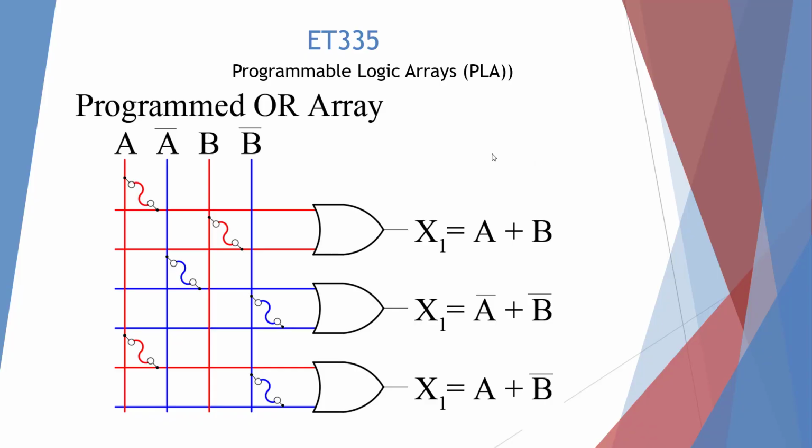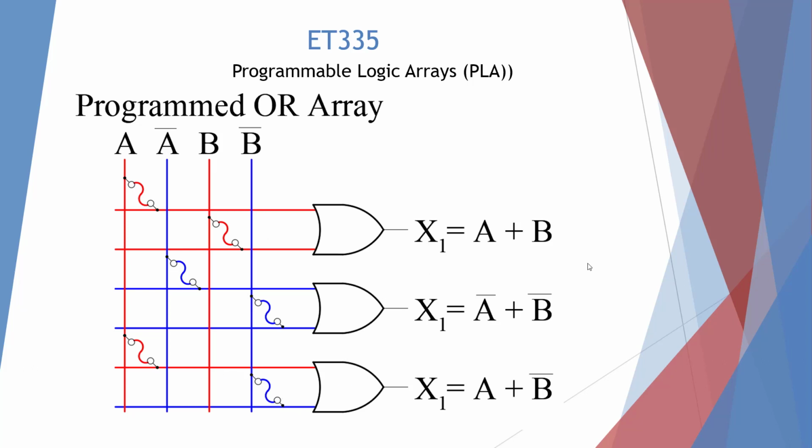Okay, here's our OR array after programming. And you see some of the fuses are gone. They've been removed. And here we have A going through this undamaged fuse and going into the first. And then we have B going into the second input. And over here we have A bar going into the input and B bar going into the second input. And here we have A going in the first and B bar going to the second.